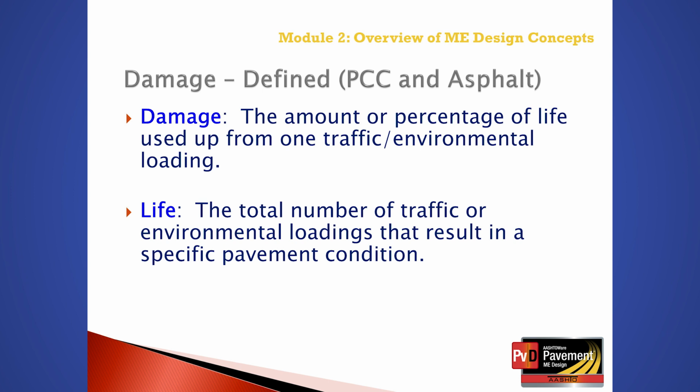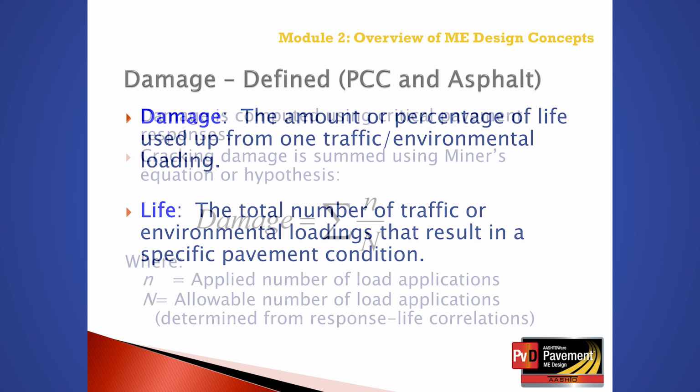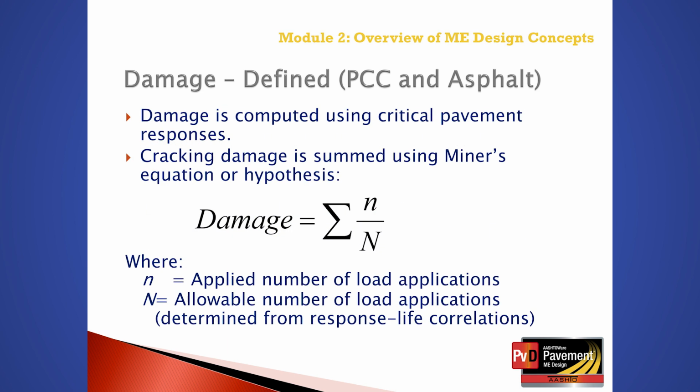Damage, as used in the fatigue damage transfer function, is defined as the percentage or decimal proportion or a ratio of the allowable number of load applications that results in a specific area of cracking. A ratio of 0.5 simply means 50% of the allowable number of load applications or life to a specific pavement condition has been consumed.